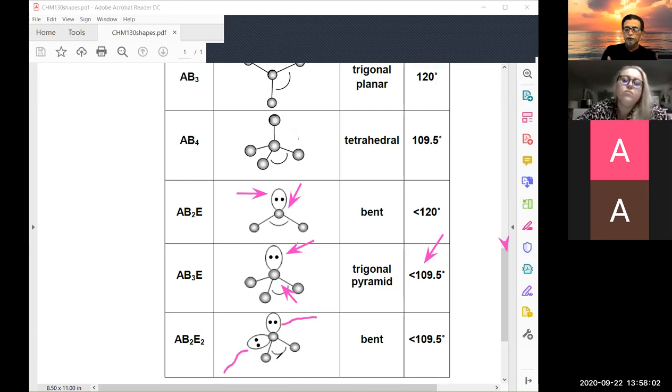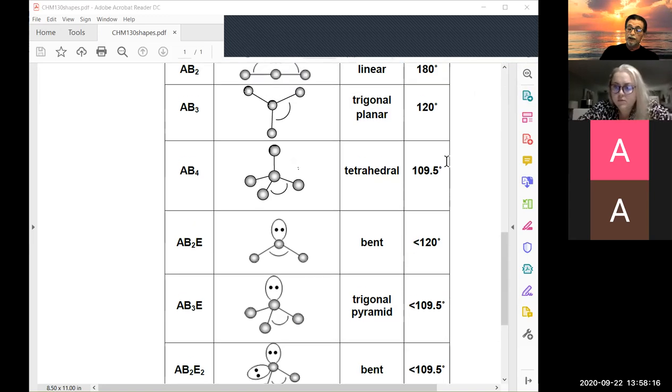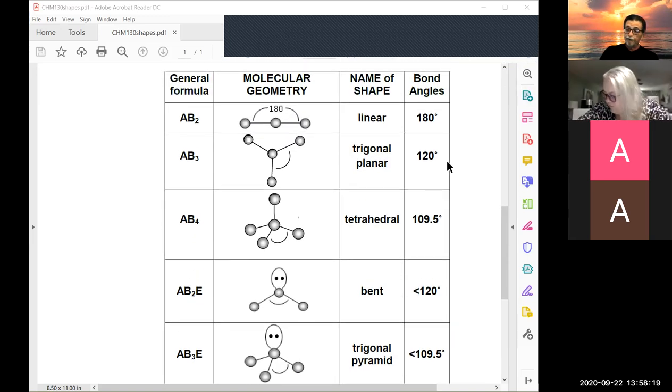Okay, so once we go through some examples, we're going to be in a position to, 1, come up with a general formula for the compound, and from that general formula, be able to determine the geometry, the name of the shape, and the bond angle appropriate for that particular general formula. Okay? And it's all based on valence electrons. And so it's important to remember how to determine the number of valence electrons from the periodic table.